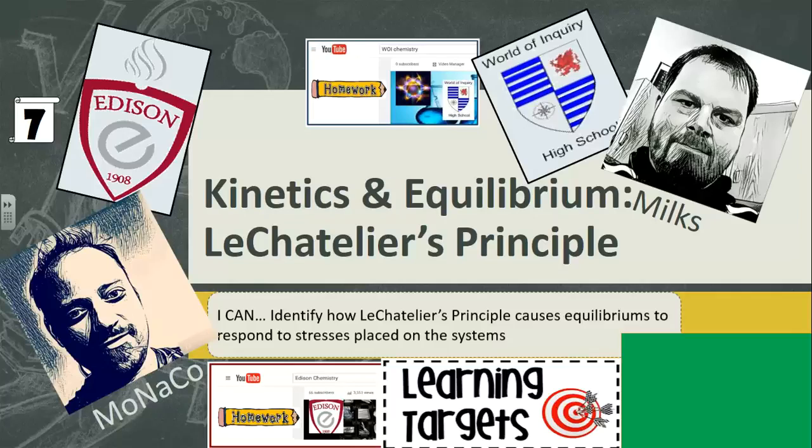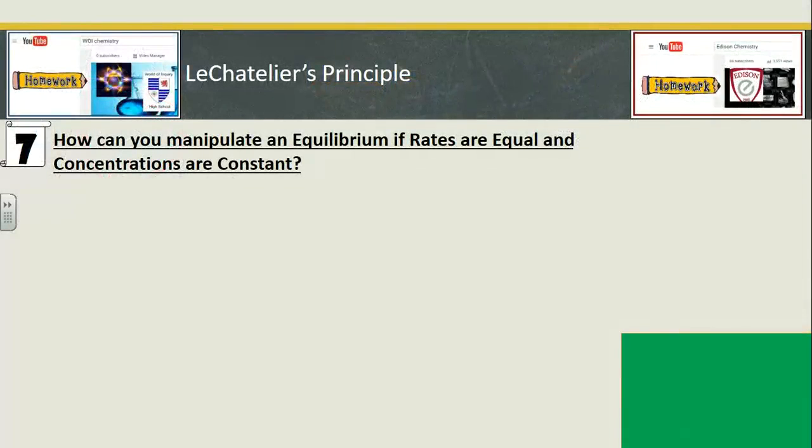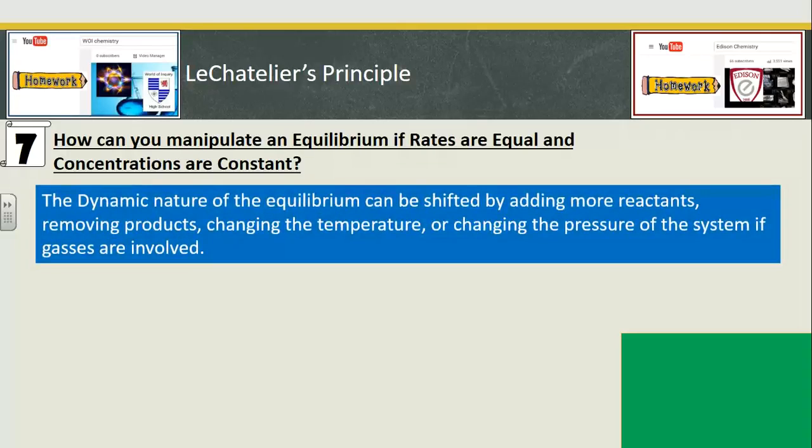You can have one side of your reaction have more concentration than the other. It's just that the rate of forward and reverse has to be the same all the time. So, how can you manipulate an equilibrium if rates are equal and concentrations are constant? Well, you can shift it because they're dynamic. You can change temperature, you can change pressure, and you can change concentration by adding or removing products, and this will cause the equilibrium to shift in favor of one side or the other. The cycle is not broken, it has just been shifted towards one side or the other.